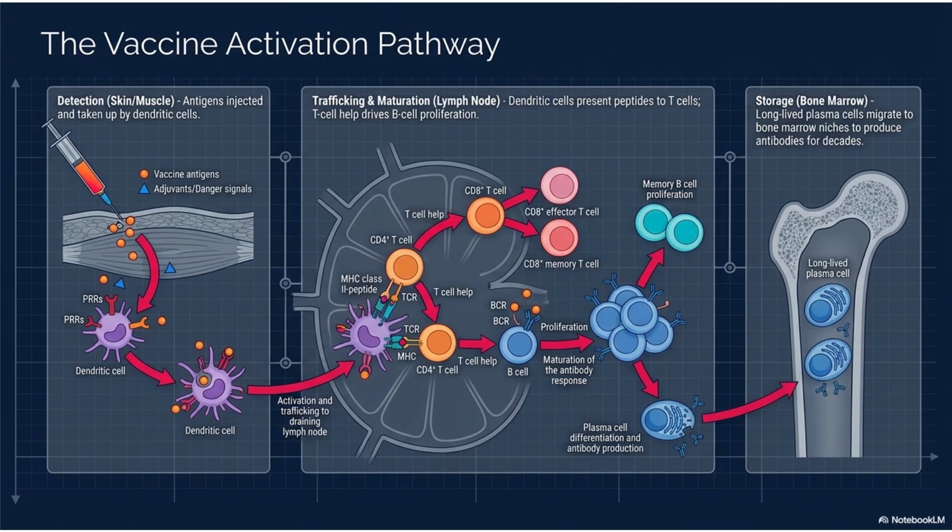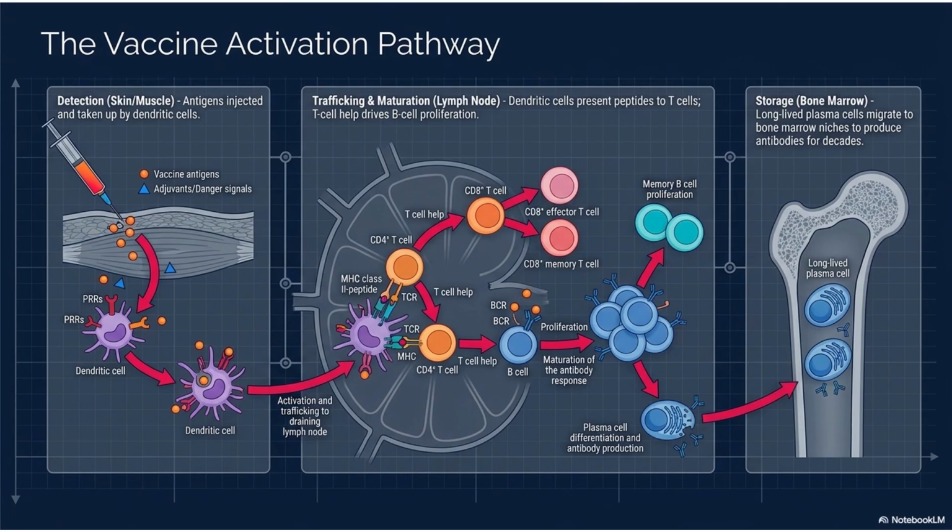So how does an injection in your arm turn into lifelong protection? So let's trace the vaccine activation pathway step by step. It starts at the injection site. The vaccine antigen is deposited into muscle, and the local immune cells, especially antigen-presenting cells like dendritic cells, recognize it as foreign and capture it.